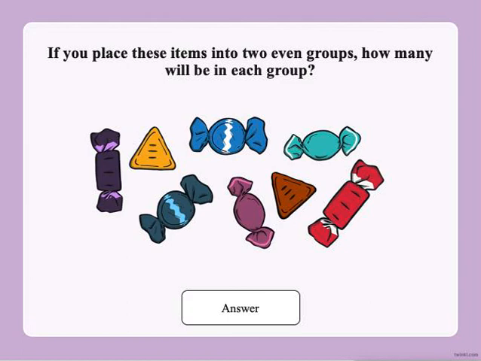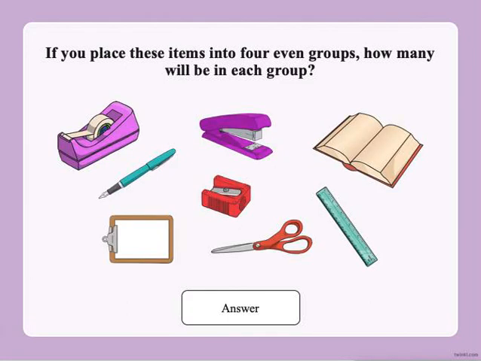And let's look at one more, boys, okay? If you place these into four even groups, how many will be in each group? Okay, so let's look. 1, 2, 3, 4, 5, 6, 7, 8. So into 4 equal groups. So 8 divided into 4 groups. 8 divided by 4 would be 2. Okay?